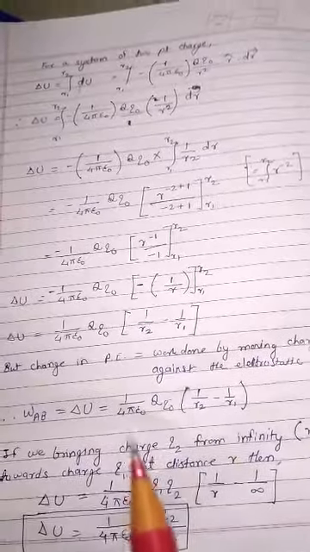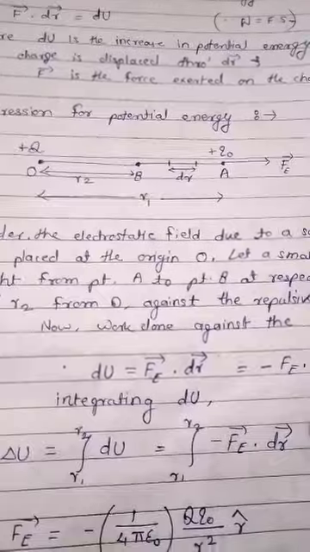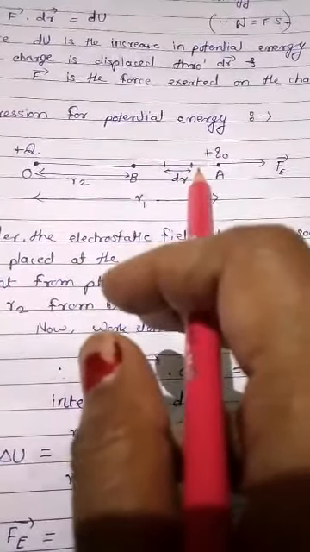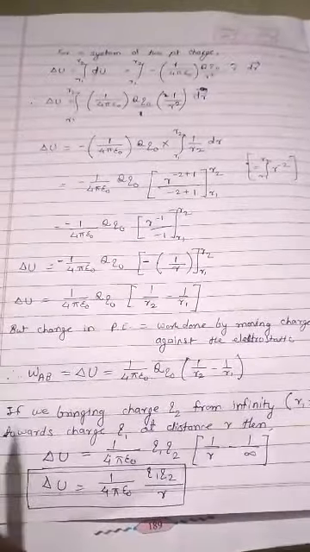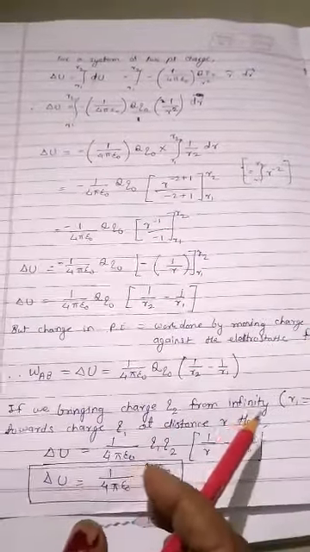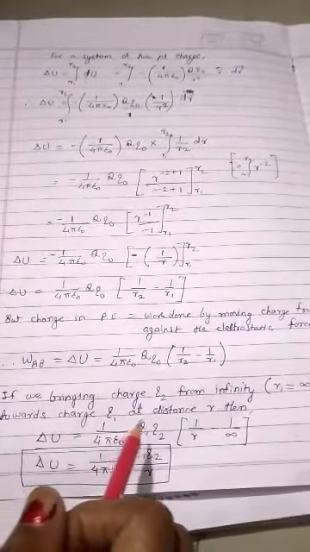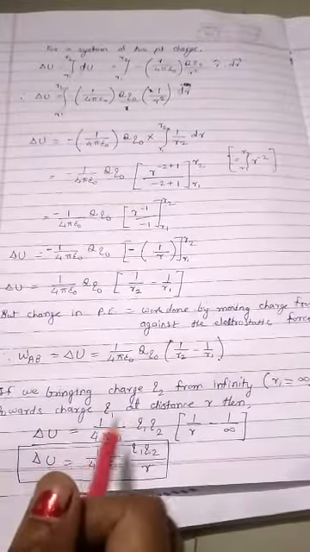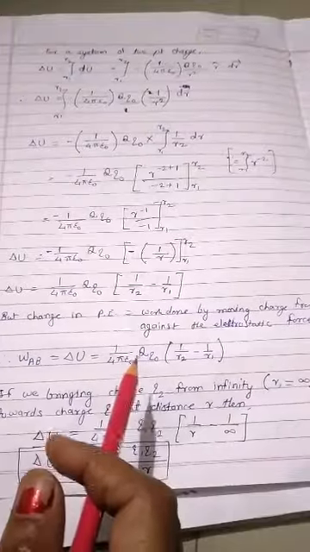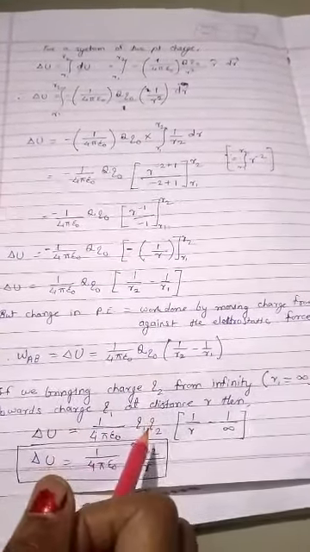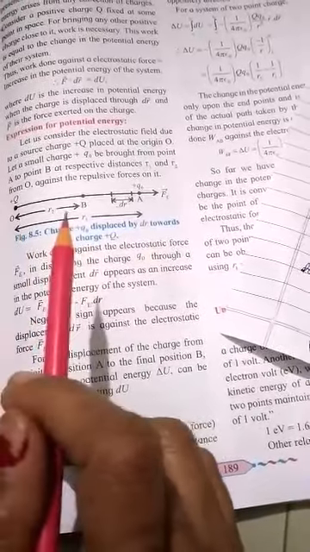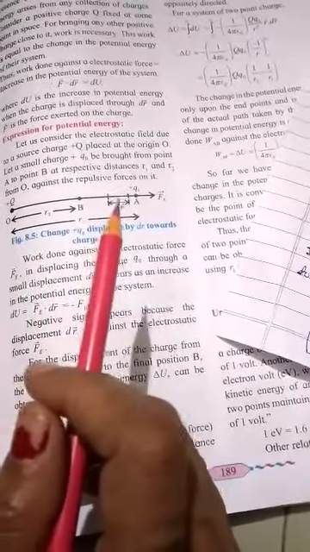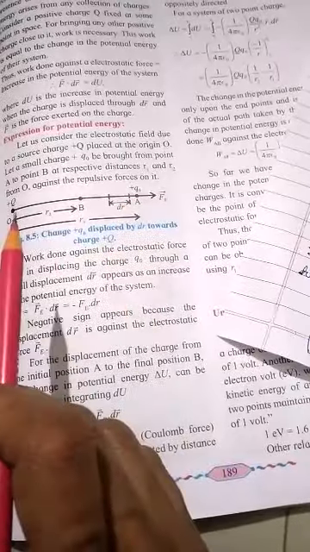In the case where the two charges Q and Q naught are placed at a large, infinite distance, meaning Q naught is placed far away from Q, what happens? If we bring a charge Q2 from infinity, meaning R1 is equal to infinity, towards charge Q1 at distance R, then the change in energy delta U is equal to 1 upon 4 pi epsilon naught Q1 Q2. Here the source charge is considered as Q1 and the test charge as Q2. R2 means the distance from O to B, where Q naught is Q2 and the source charge is Q1.